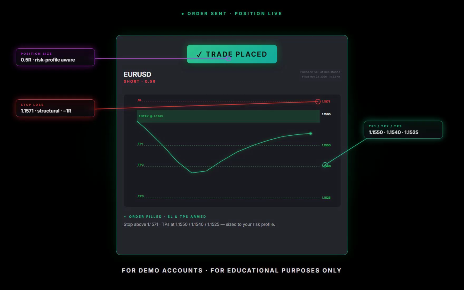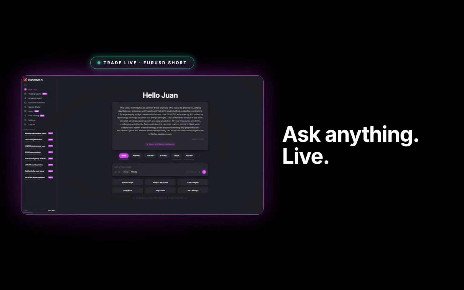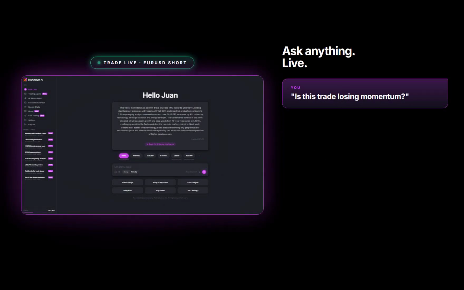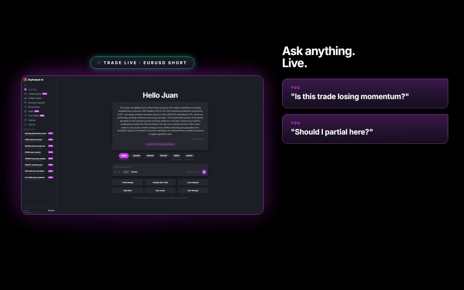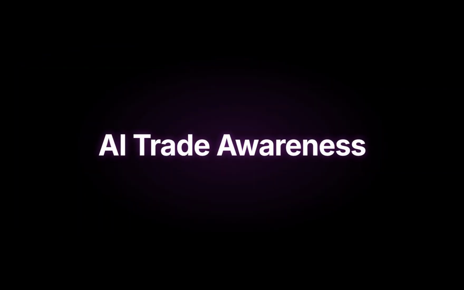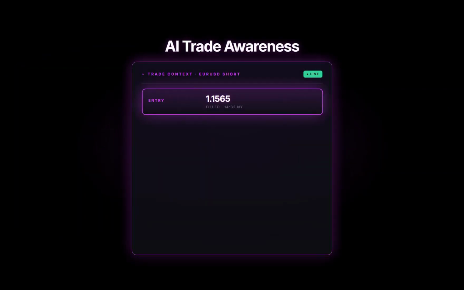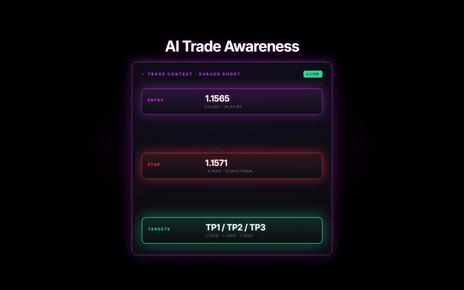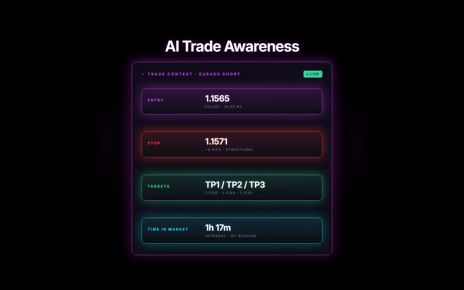The trade is live. And now you can ask, is this trade losing momentum? Should I partial here? How much should I leave on the table? The AI doesn't just know the chart. It knows your trade. Entry, stop, targets, time in the market, real-time intraday analysis, contextual to the position you hold.